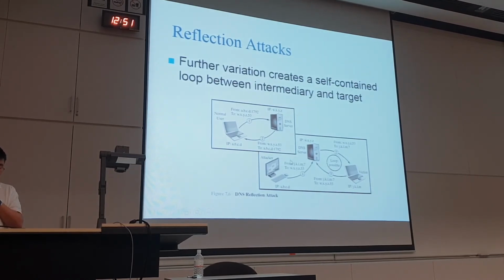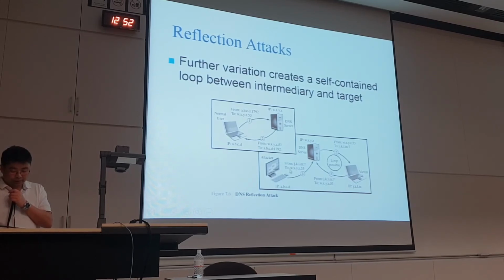So again, the attacker will use the victim's IP address as the sender address. So we will still use IP spoofing in this attack. In this case, the attacker sent this packet to the DNS server. The DNS server will send the response to the victim. However, the attacker sent a specific port number here, right? Port number 7. And this port number 7 is the UDP echo request.